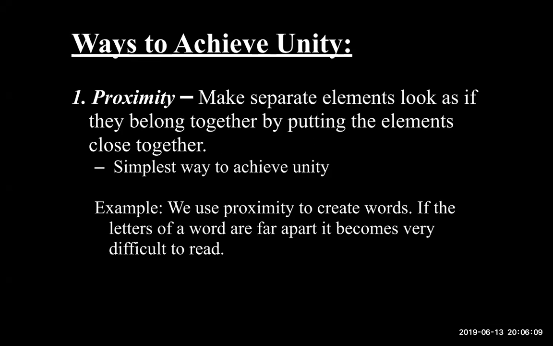You might describe it differently, but you're probably seeing something very similar. So there are some different ways to achieve unity. If you want to make separate elements look like they belong together, put them close together. And that's probably one of the simplest ways that you can achieve unity. We use proximity when we type out words. If you were to just type out a bunch of letters on a page without spacing, it would be very difficult to read individual words. And the same thing if you put them really far apart.